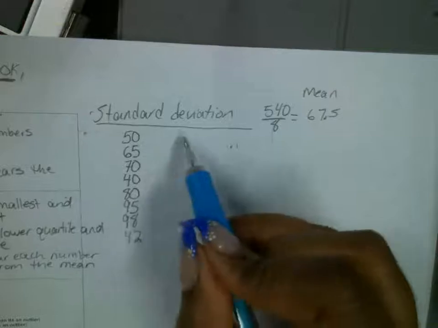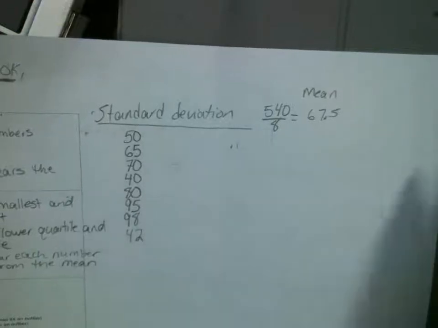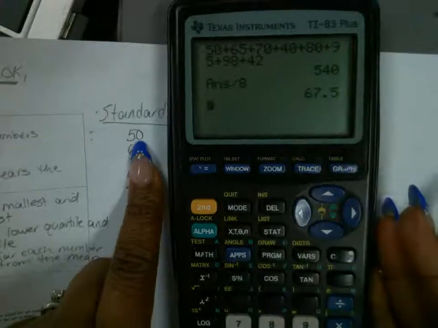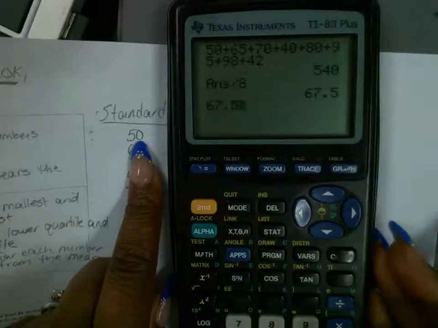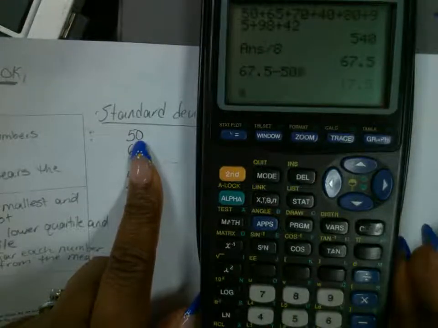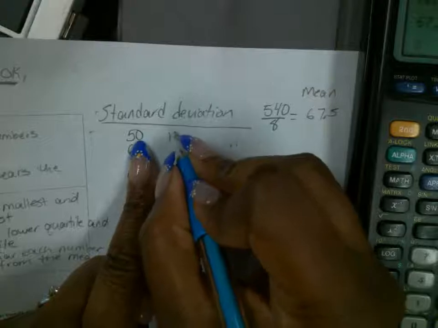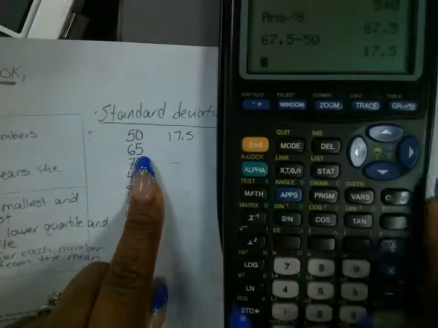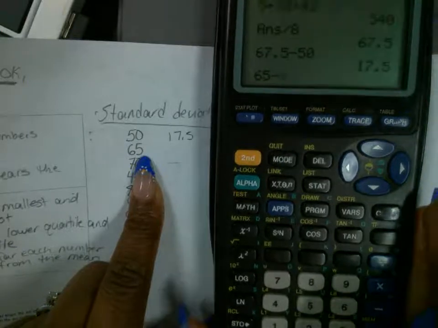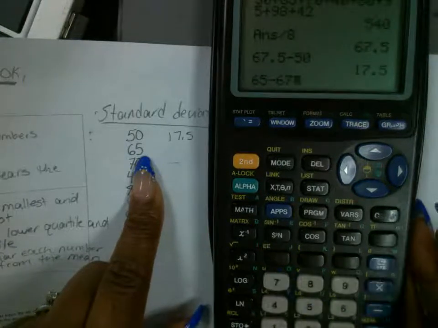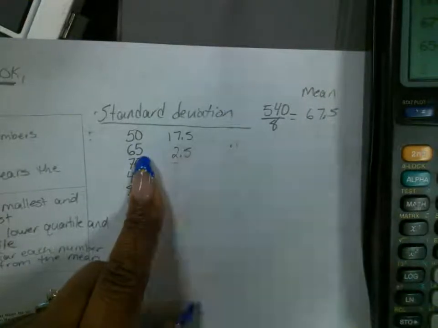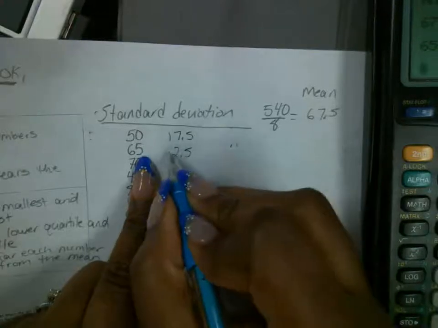So to figure out how far they are away from the mean, we're going to just keep subtracting, right? So let's subtract. We got 67.5 minus the 50. And what does that give us? 17.5. Then let's do 65. 65 minus 67.5. And what does that give us? 2.5, right? It's negative 2.5.